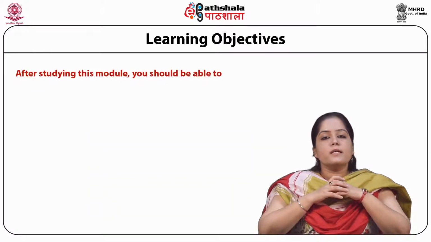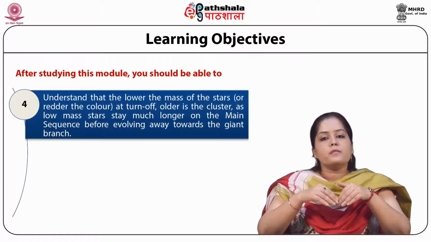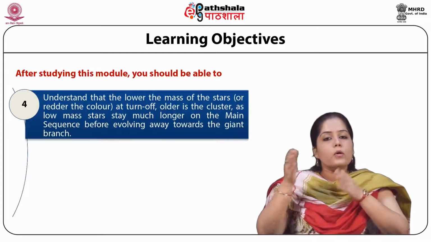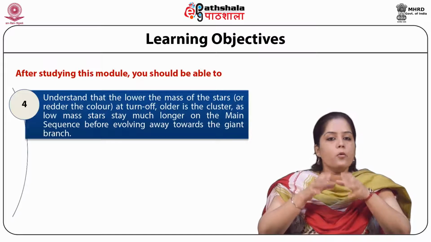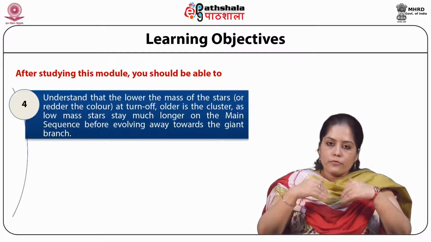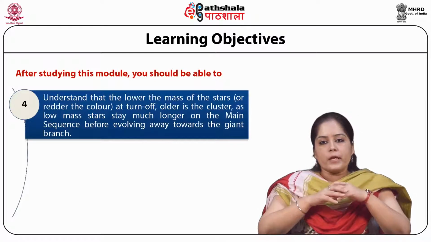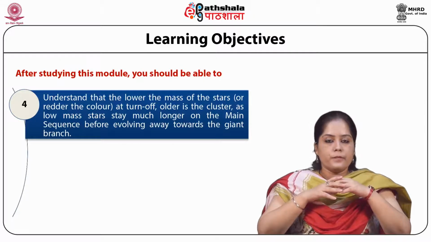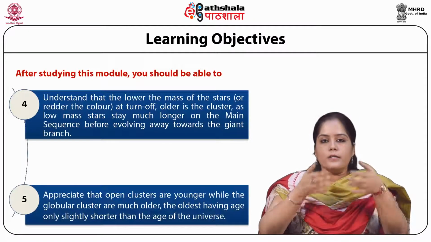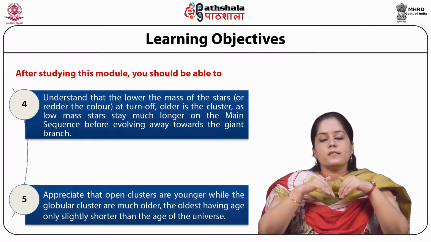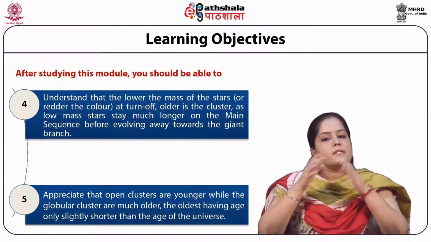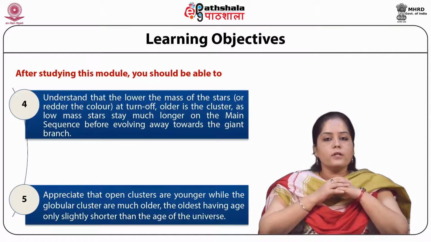Lastly, you will be able to understand that the lower the mass of the stars, the redder the color at turnoff, the older is the cluster. Low mass stars stay much longer on the main sequence before evolving away towards the giant branch. Next, you will also appreciate that open clusters are younger, while globular clusters are much older, the oldest having an age only slightly shorter than the age of the universe.